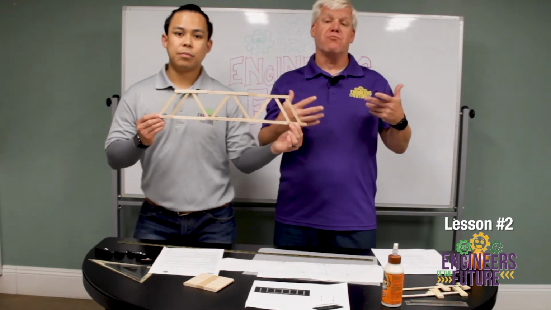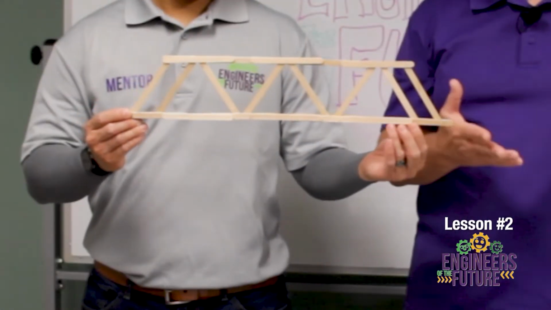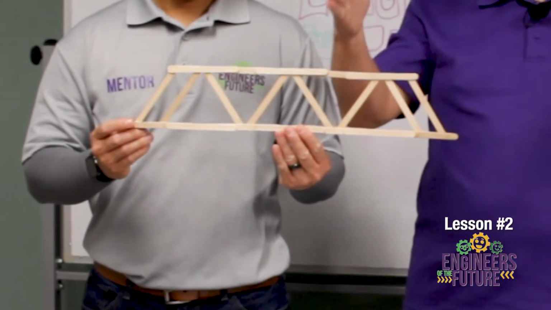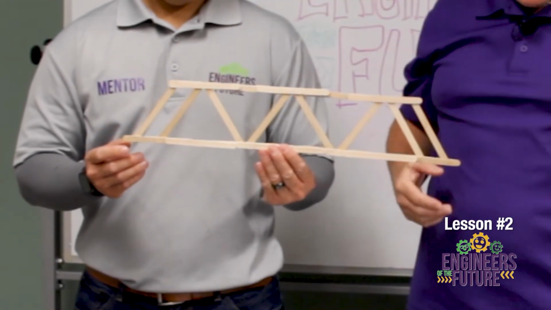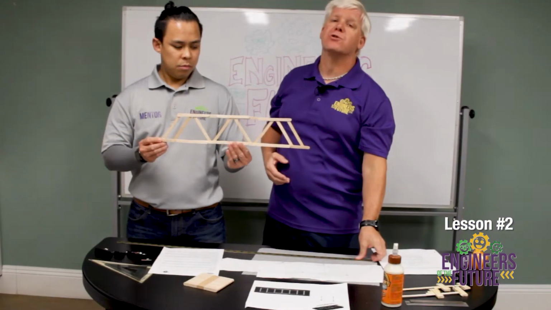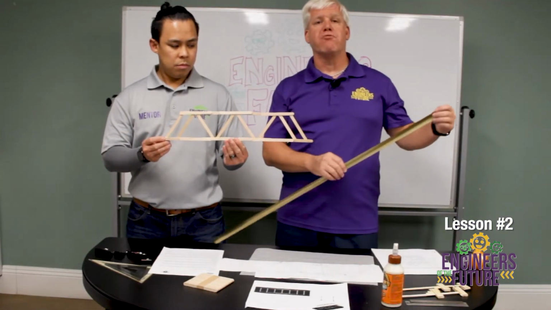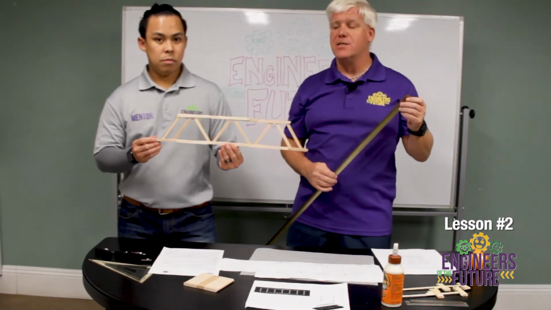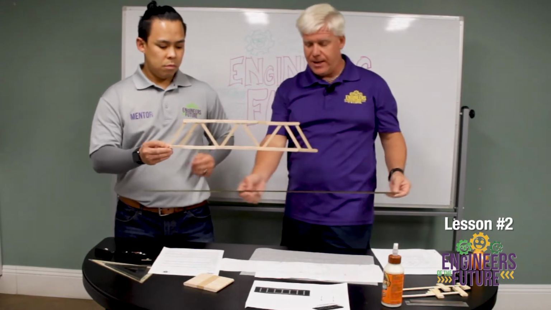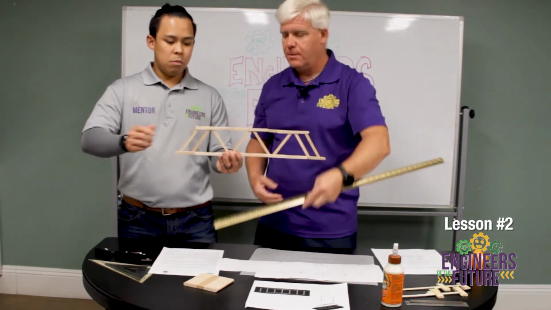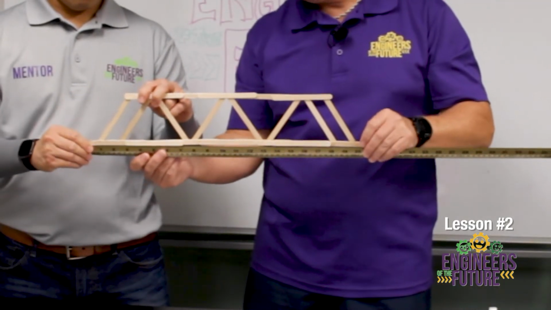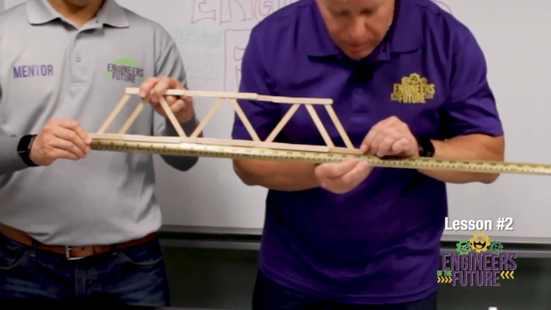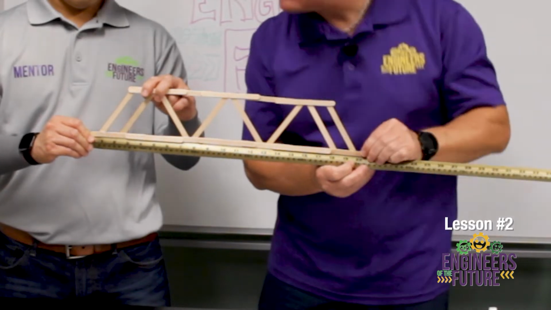Now, in order for these bridges to be tested, we have an apparatus, and there's a certain gap that this bridge must span across. And that gap is 20 inches. So in order for the bridge to be able to be tested, it has to be larger than 20 inches. Hence, this bridge is about 21 inches long, or a little bit less.